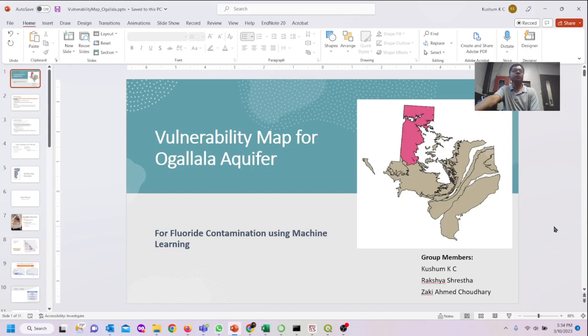The topic of our second project is a vulnerability map for the Ogallala Aquifer for a certain contaminant. My name is Zaki Ahmed Choudhury, and our other two group members are Kushum Kesi and Raksha Shrestha.